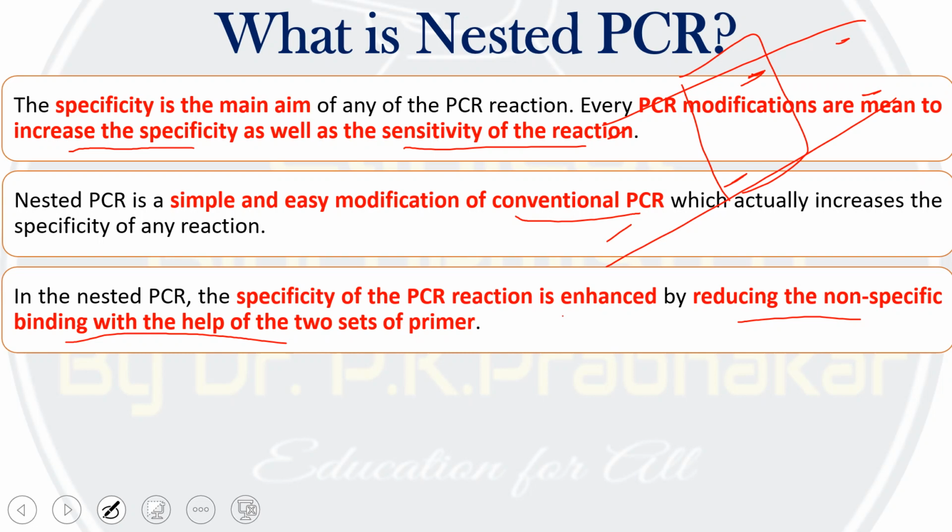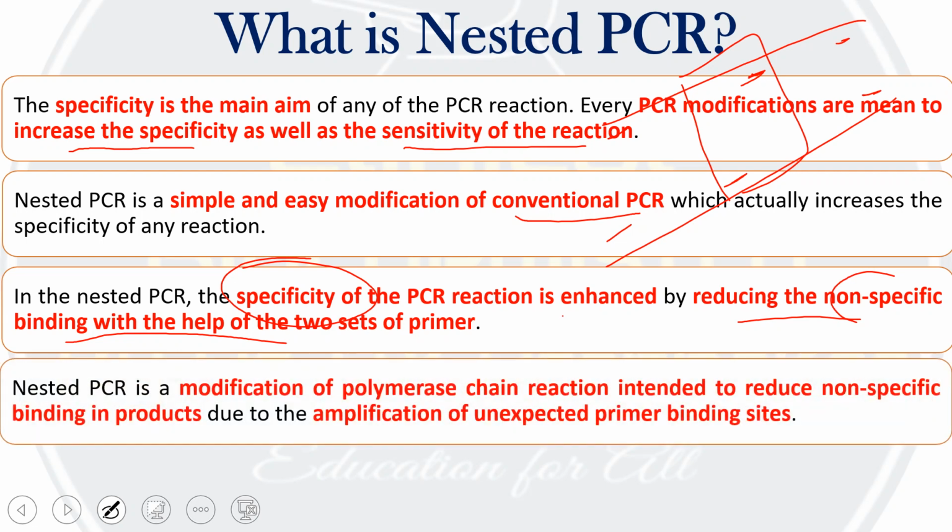So to avoid this non-specific binding of the primer and their elongation at the end of the PCR reactions, we are having this nested PCR. In this nested PCR, we are going to increase the specificity of the PCR reactions by decreasing the non-specific binding of the primer. And how are we going to do that?